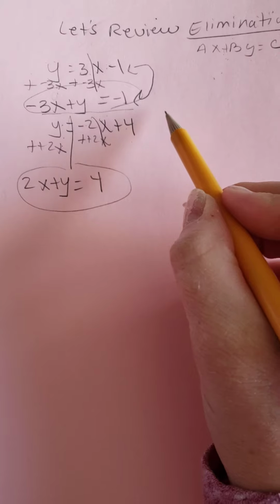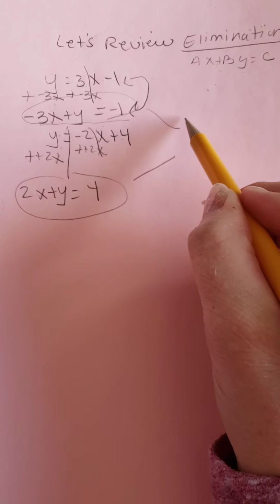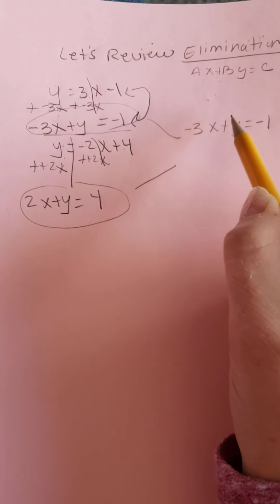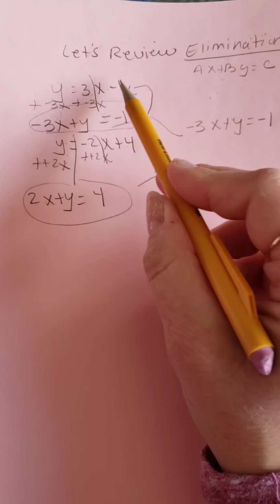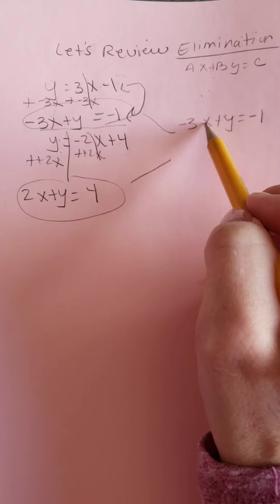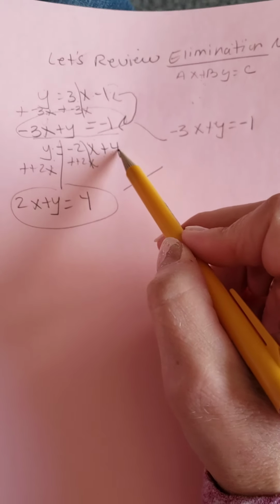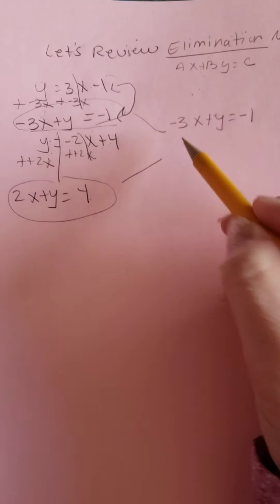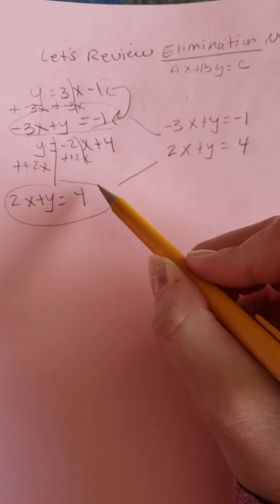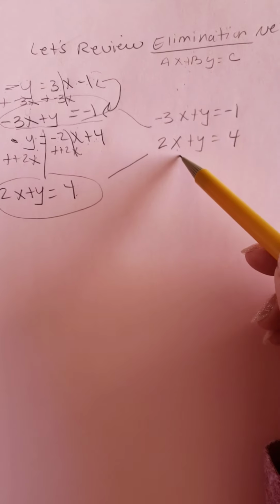So now they're both in standard form, and I'm going to rewrite them over here. This first equation in standard form is negative 3x plus y equals negative 1. So it's exactly the same equation as this, but it's just in a different form. We started in slope-intercept. We changed it to standard. Now this equation, y equals negative 2x plus 4, same thing. We changed it into standard form, 2x plus y equals 4. So again, it's the same exact equations. It's just they're in different forms now.